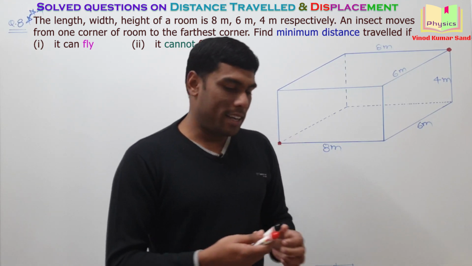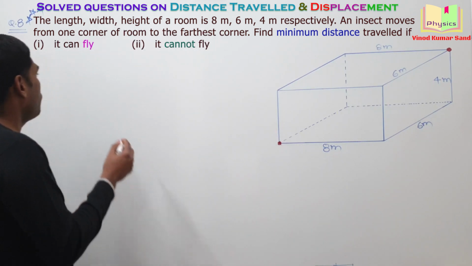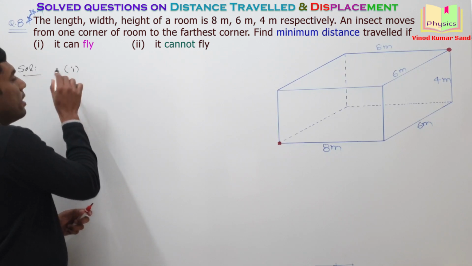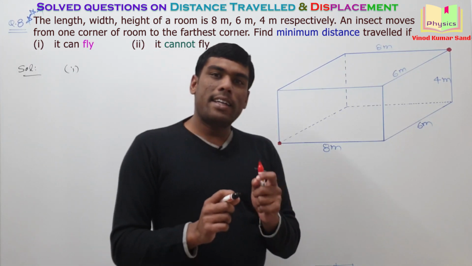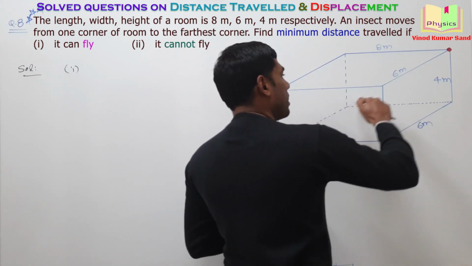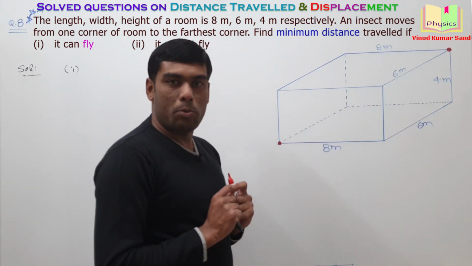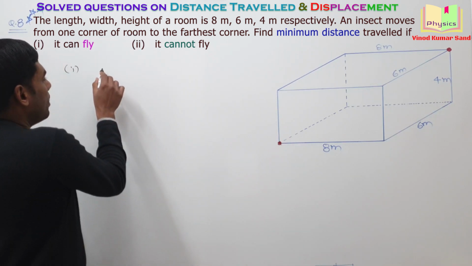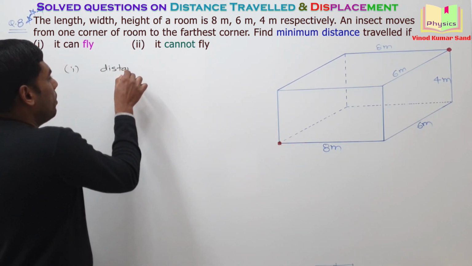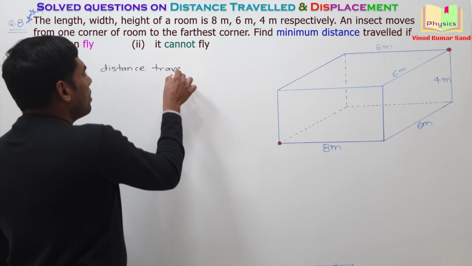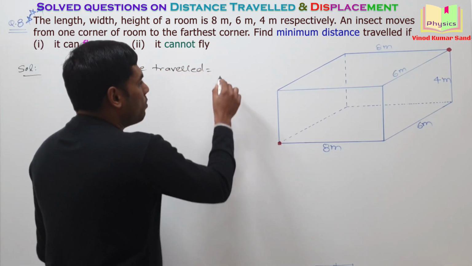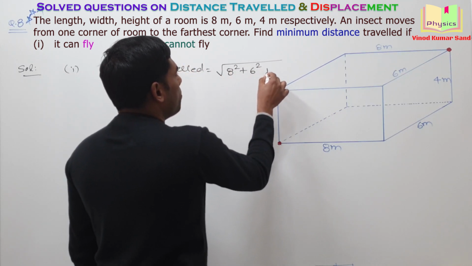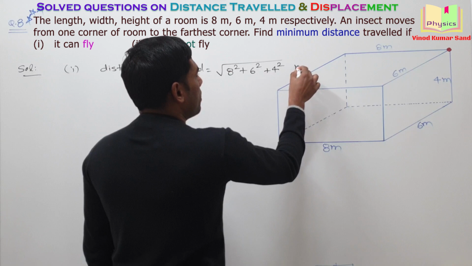Okay, I'm starting the solution. The first part of the solution is pretty easy. When the insect can fly, it can directly go through the air to the farthest opposite corner. Getting it? In that case, the distance traveled will be equal to the length of the diagonal, which will be equal to root of 8 square plus 6 square plus 4 square meter.